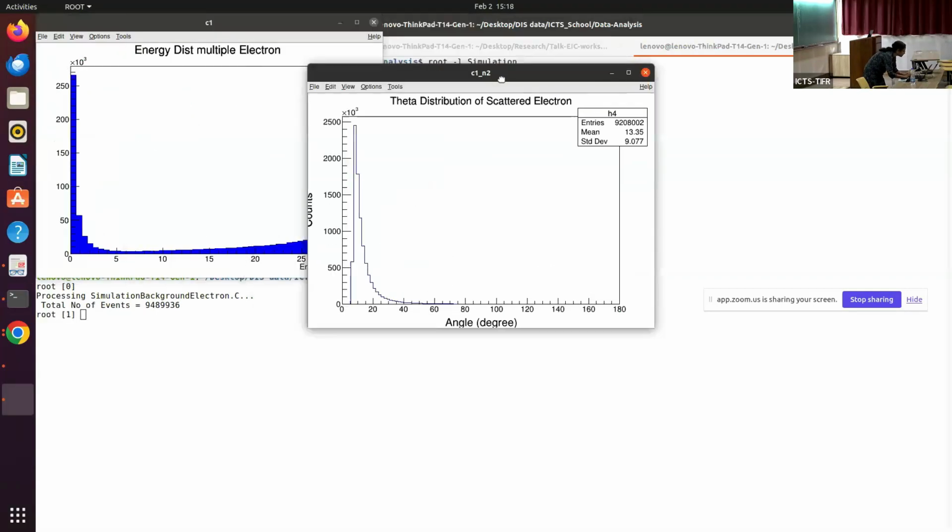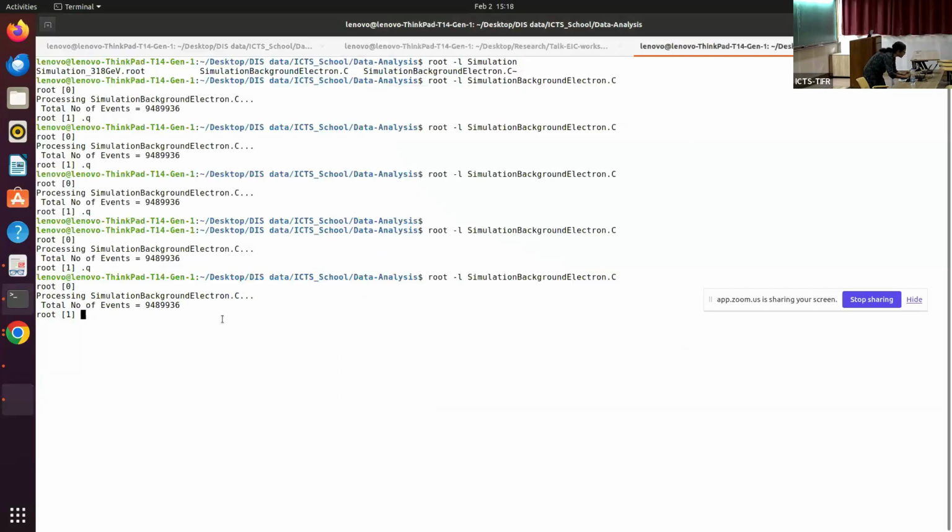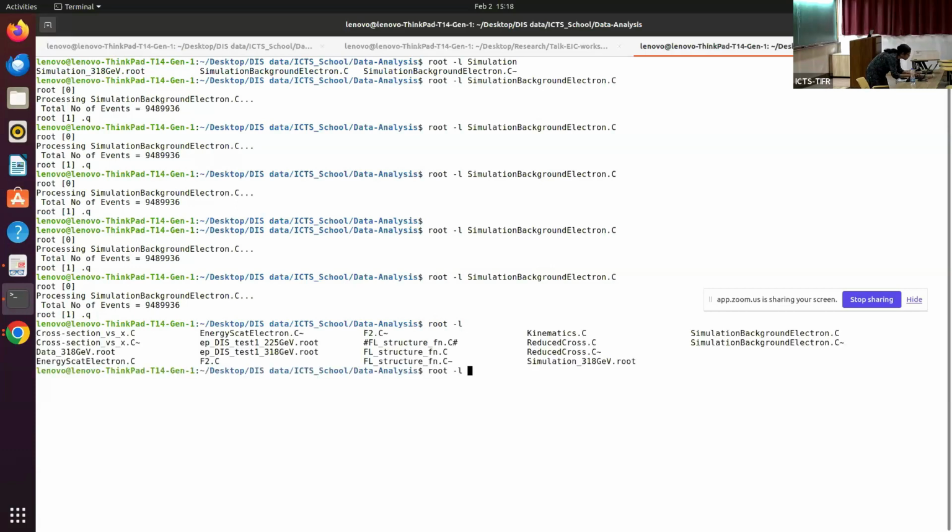This is after cut, I think. I should not show you before this. I'm showing you the original plot.